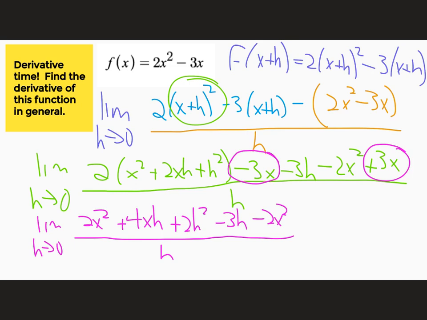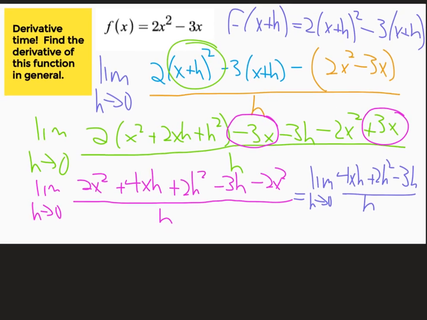Now, notice how the 2x squareds will go away. So then we will have, I'll write it here, the limit as h goes to 0. We're going to have 4xh, 2h squared, and then 3h, all over h. Well, what can we do here? What we can do is we can take h's out of all those pieces.